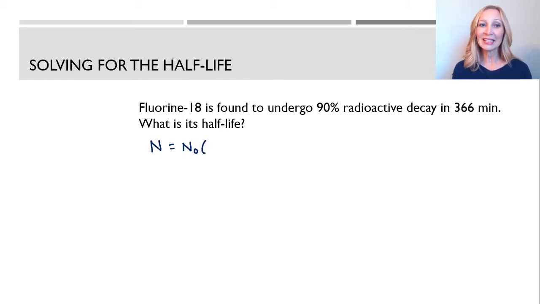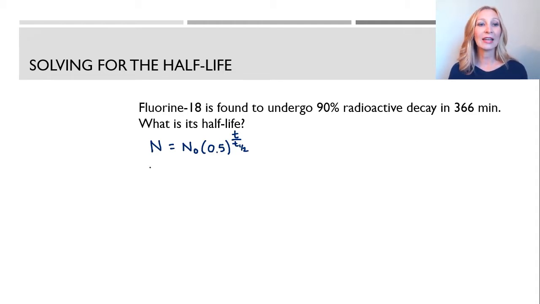So fluorine-18 is found to undergo a 90% radioactive decay in 366 minutes. What is its half-life? So this is the formula that's used to determine the half-life of something that would be like 4.5 billion years old. We don't need to wait 4.5 billion years. We can take a small sample and use this equation to figure out what the half-life would be.